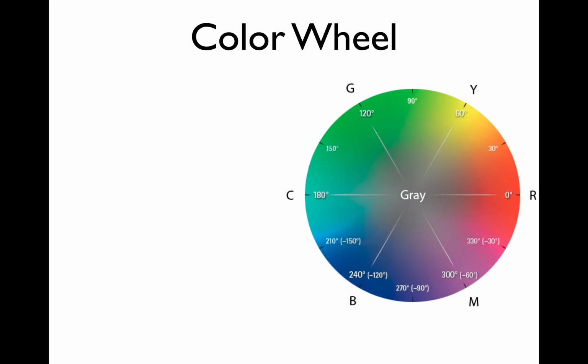So the true RGB exists in a world of light. By definition, red is always at 3 o'clock. If you imagine this is a clock face, it's always at 3 o'clock. It's listed also at 0 degrees. How many degrees in a circle? 360. So that's basically how they label what hue you're actually talking about.